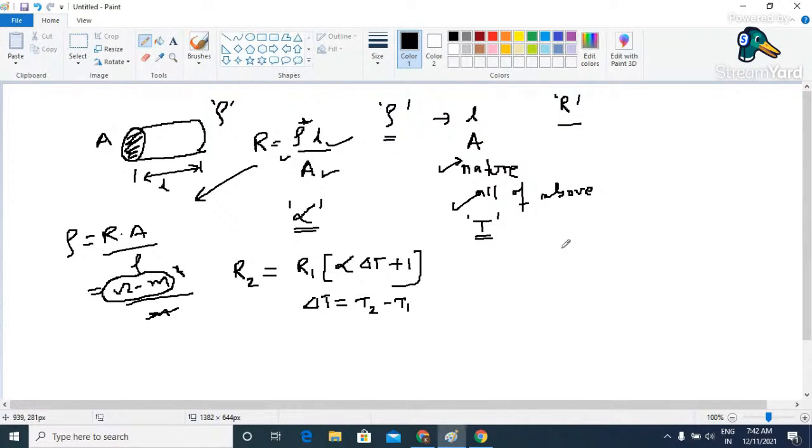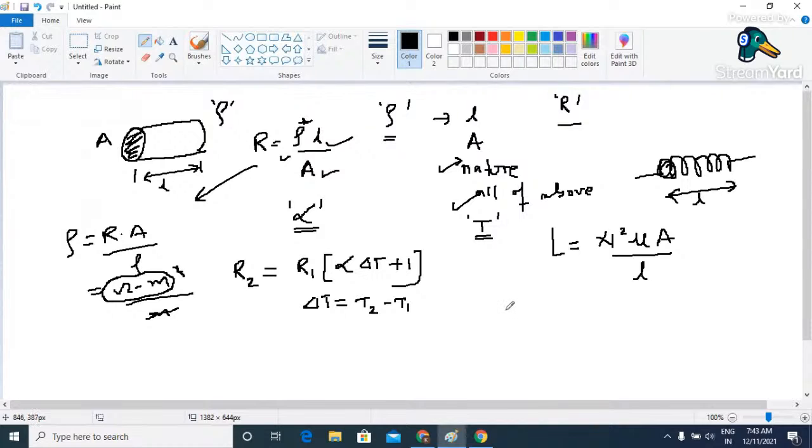In the same way, we have formulas to calculate physical dimension parameters of inductor as well as capacitor. The inductance is calculated like this: L equals n square mu A by L, where n indicates the number of turns in that inductor, mu indicates the permeability of the material, A indicates the cross-sectional area, and L indicates the effective length of that inductor. The unit for inductance is Henry.